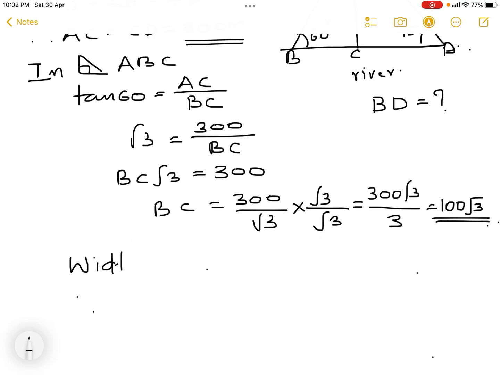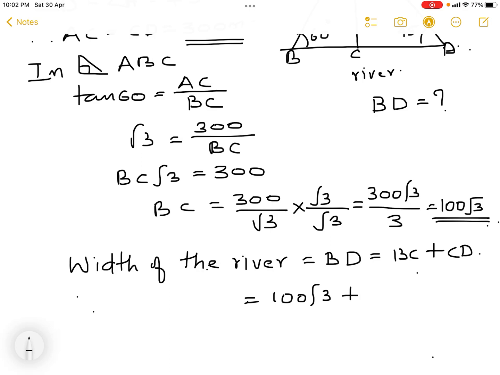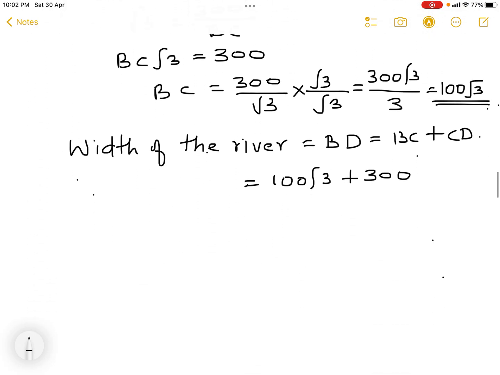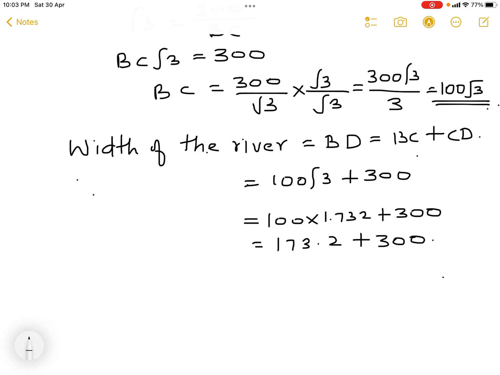Width of the river is BD, which is equal to BC plus CD. BC is equal to 100 root 3, so 100 root 3 plus 300. Here, use root 3 is equal to 1.732, as given. 100 into 1.732 plus 300 is equal to 173.2 plus 300, which is 473.2 meters. So the width of the river is 473.2 meters.